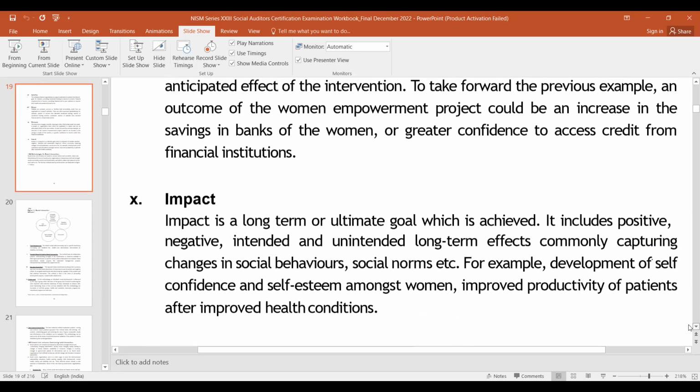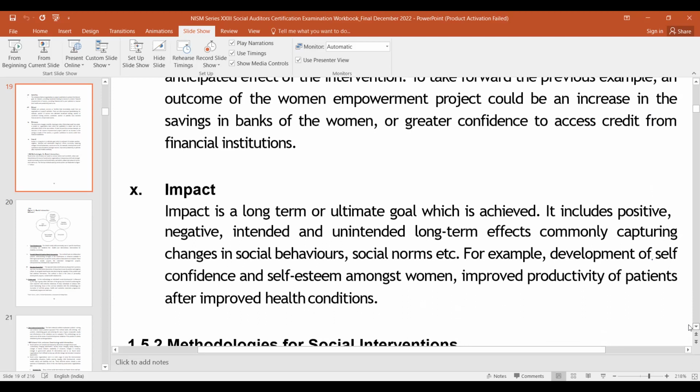Impact is a long-term or ultimate goal which is achieved. It includes positive, negative, intended or unintended long-term effects. Okay, so many people quit smoking, then so many people, their health improved. So it is a long-term or ultimate goal. It includes positive, negative, intended or unintended long-term effects, commonly capturing changes in social behaviors, social norms, etc. For example, development of self-confidence and self-esteem amongst women, improved productivity of patients after improved health conditions. So this is the impact.